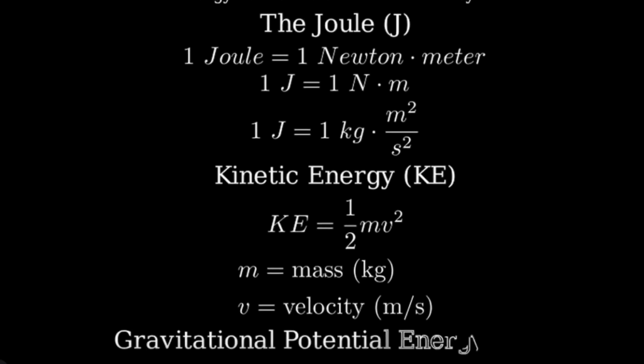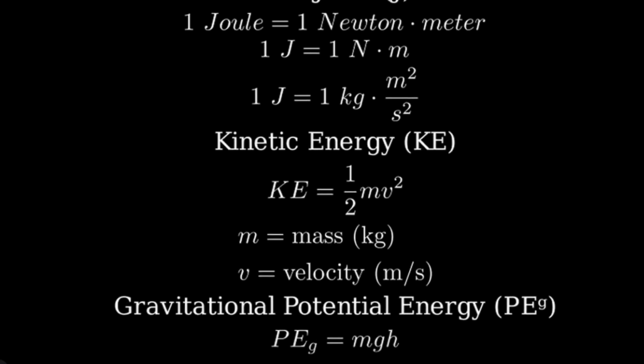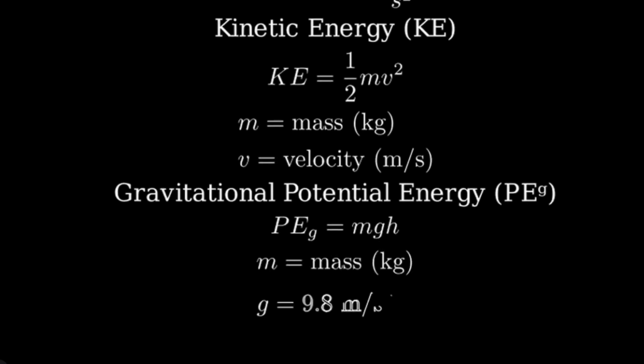Gravitational potential energy, or PE sub g, is the energy an object possesses due to its position in a gravitational field. It's commonly calculated near the Earth's surface. The formula for gravitational potential energy is mass times little g, the acceleration due to gravity, times height. M is mass in kilograms. G is the acceleration due to gravity, approximately 9.8 meters per second squared near Earth's surface, and h is the height in meters above a reference point.